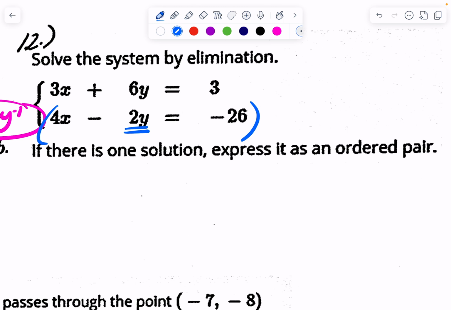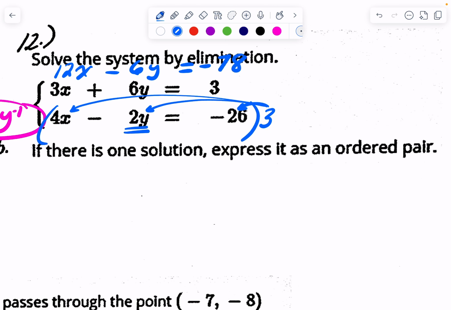The 2 is already negative though, so I'm going to times this by 3 on the bottom. So I now have, I'm going to write it up here, 12x minus 6y equals, and then negative 26 times 3 is negative 78.